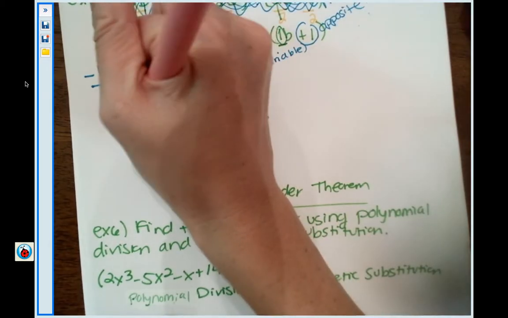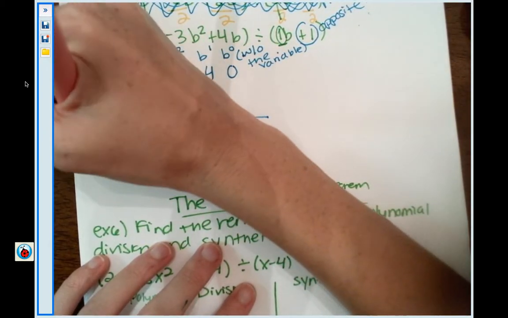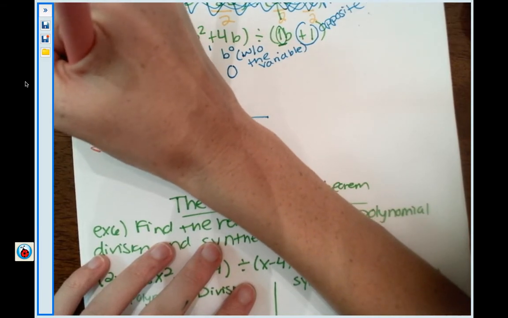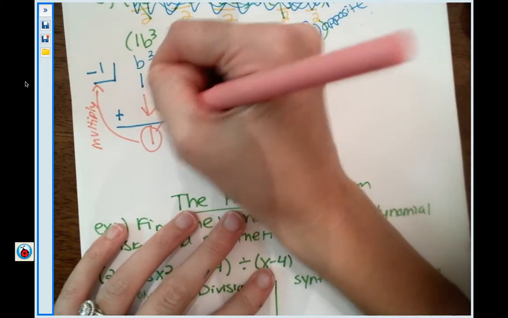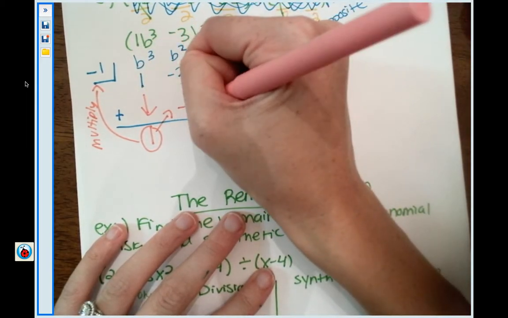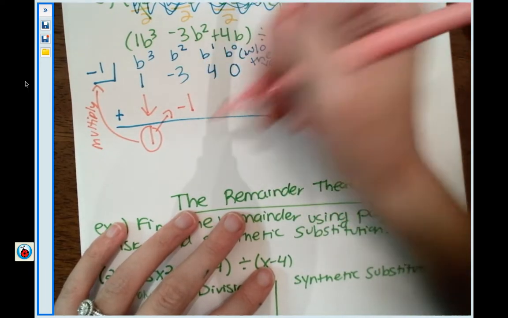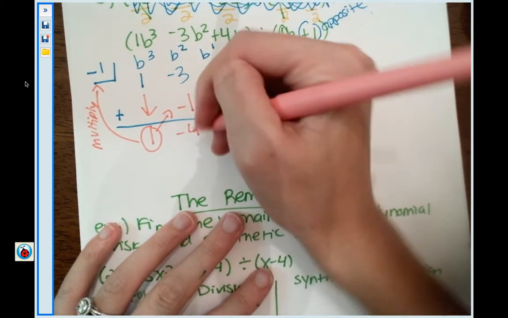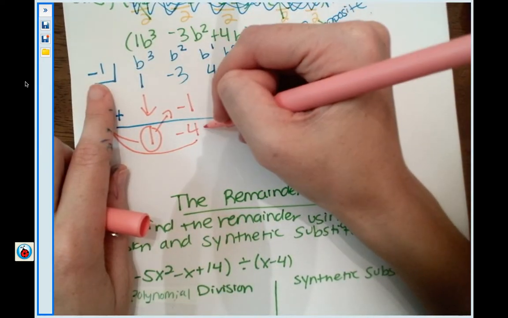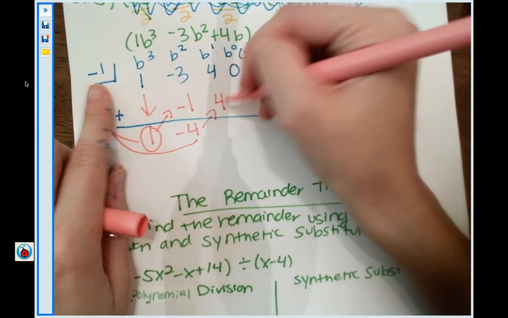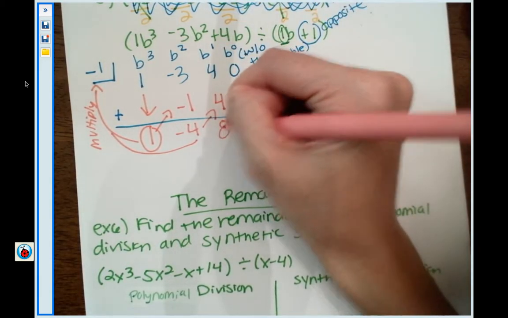So I drop my first one down. Then I multiply this number to the boxy. Alright, 1 times negative 1 is negative 1. So I'm going to slide it above the line in the second slot over. I'm going to add down: negative 3 minus 1 more is negative 4. Okay, I'm going to multiply this to the boxy. Negative 4 times negative 1 is positive 4. I'm going to slide it on over and add down. 4 plus 4 gives me an 8.